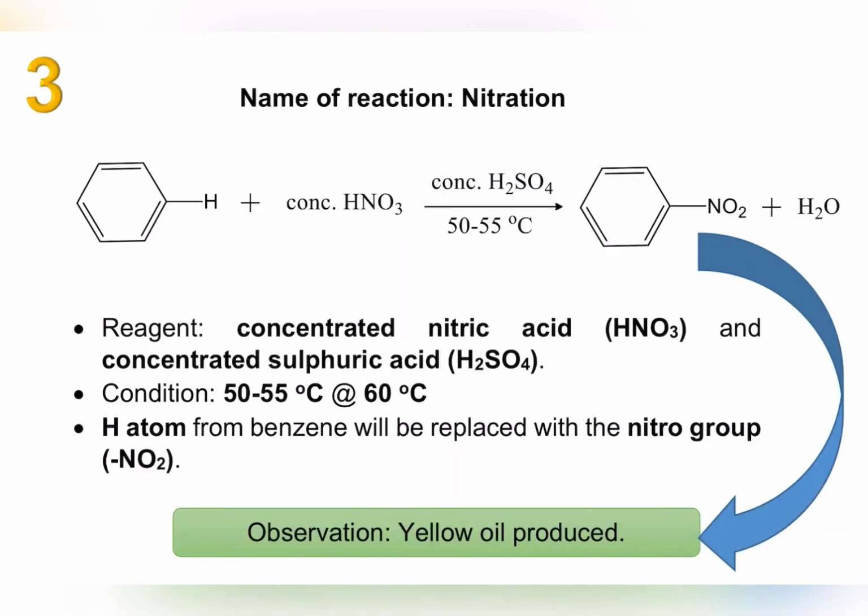Now let's go to the third reaction, which is nitration. For nitration, you have benzene reacting with the reagents concentrated nitric acid, HNO3, and concentrated sulfuric acid, H2SO4. So you have to put plus concentrated nitric acid here, and your concentrated H2SO4 must be on top of the arrow. And you have a specific condition for this reaction where the temperature should be between 50 to 55 degrees Celsius, or more specifically 60 degrees Celsius.